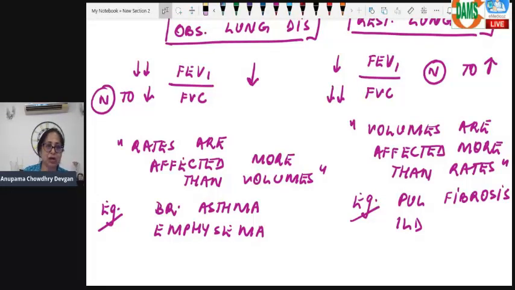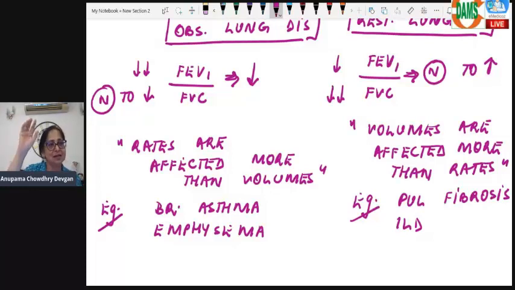I'm trying to tell you in obstructive lung disease, the numerator is decreased more than the denominator. So the ratio will ultimately reduce. In restrictive lung disease, FEV1 by FVC ratio is normal to increased. How does it become normal? If the decrease in numerator and decrease in denominator is equal, the ratio will remain the same. How will the ratio increase? If the decrease in the denominator, FVC, is more than the decrease in FEV1.